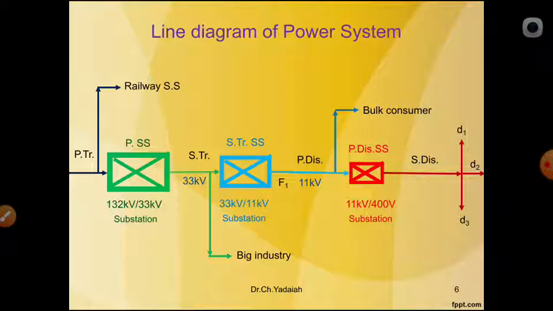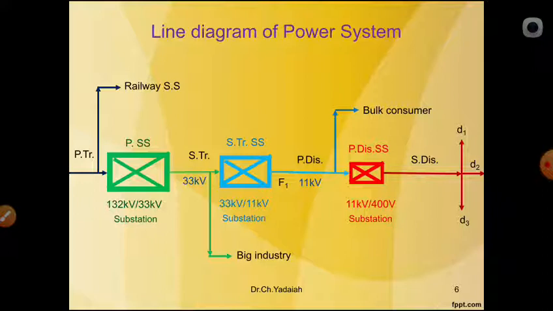What is the difference between the feeder and the distributor? We can observe the secondary transmission substation, that is, the 33 kV by 11 kV substation. After that, F1 is the feeder. What is a feeder? The conductors which connect the substation to the areas served by these substations. That means it has no tappings. Only the conductor runs from the substation to the nearby transformers. It is designed based on the current rating only.